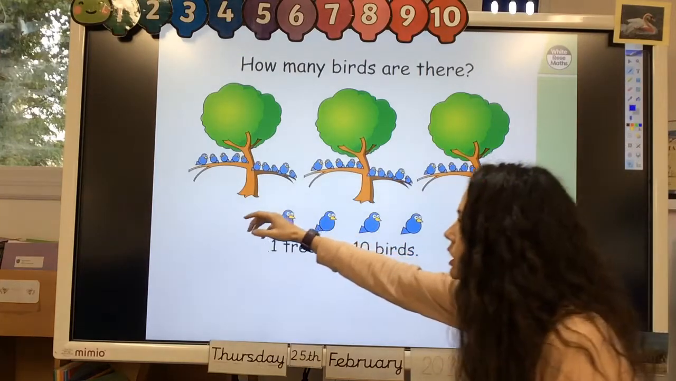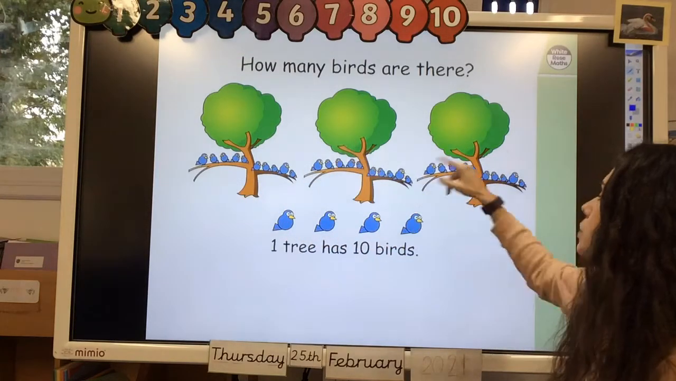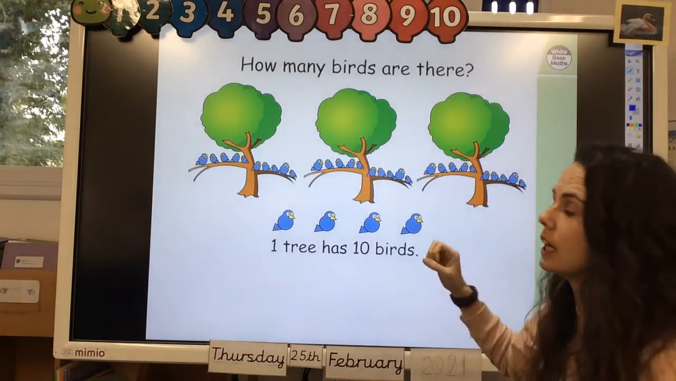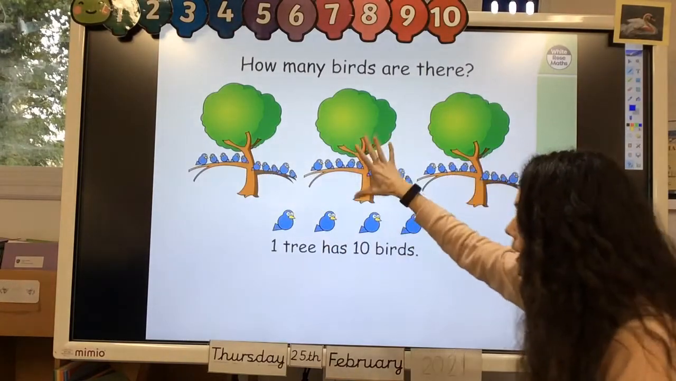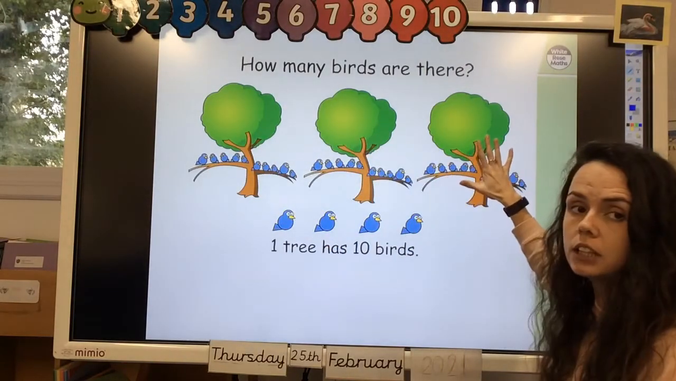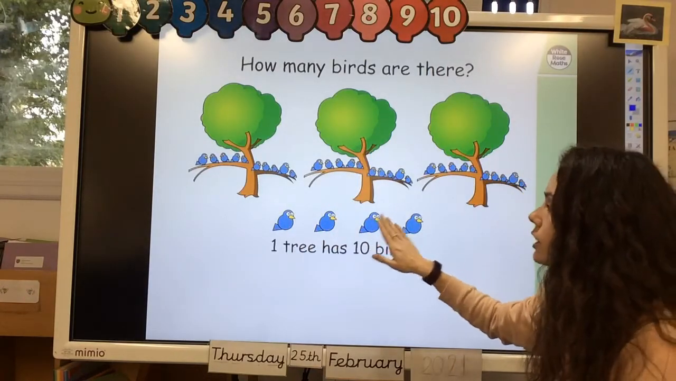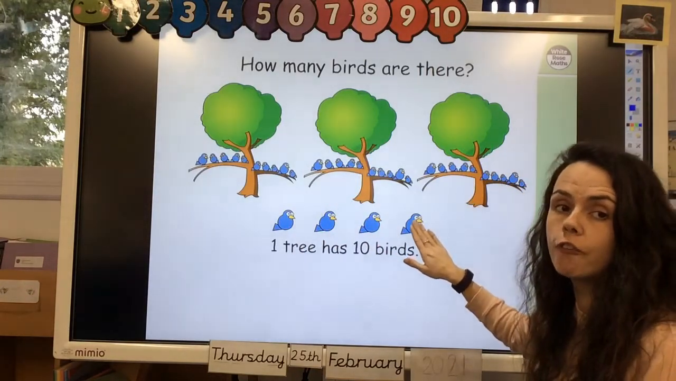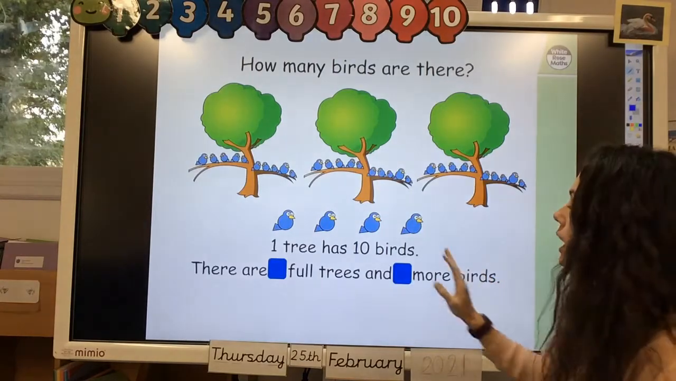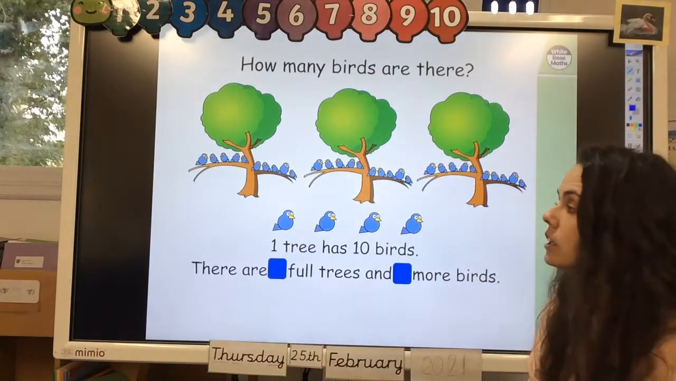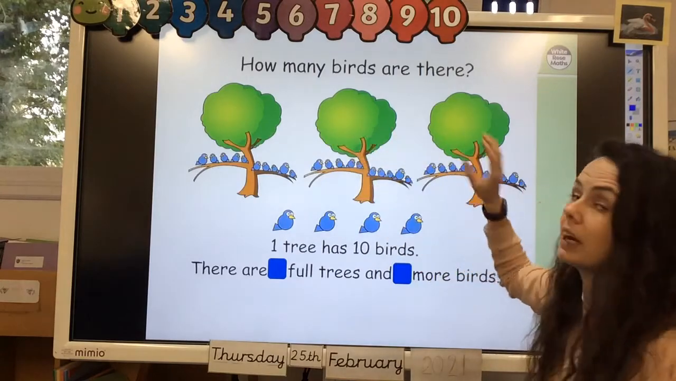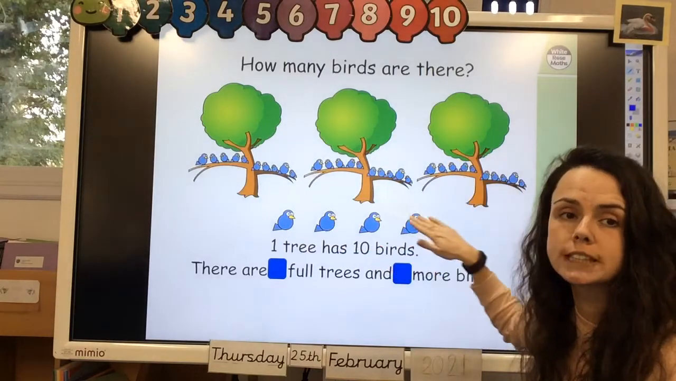Because if I was just to go 1, 2, 3, 4, 5, 6, 7, 8, 9, it would take a really long time. So let's go. 10, 20, 30, 31, 32, 33, 34. Well done. So how many tens did we have? 1, 2, 3. We had 3 tens and then 4 single birds.